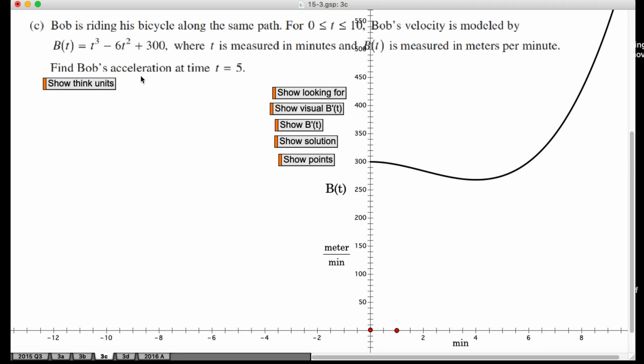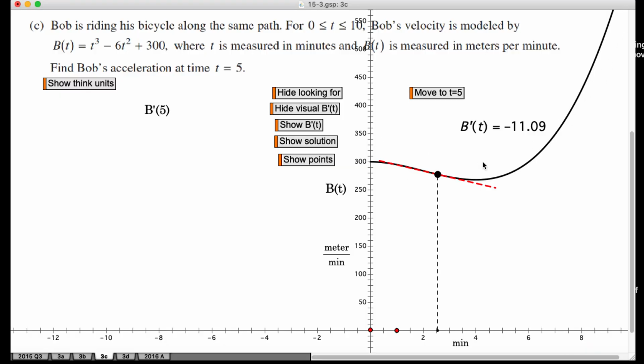Okay, so let's see what we're looking for. In this question, we're looking for Bob's acceleration. If this is his velocity, that's going to be the derivative of this function, and we want it at time t equals 5. So we're looking for b prime of 5. Let's get a little visual. Now again, this is not a calculator question, so you wouldn't be able to draw this function, but this gives you a feeling for what's going on.